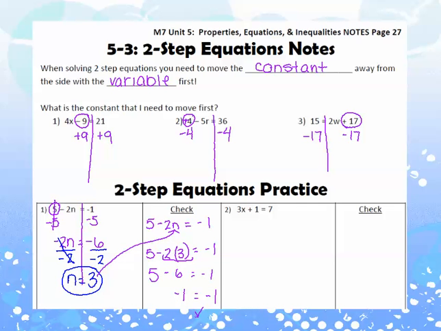Take a moment. You try number 2 on your own. If you need to, rewatch the example from number 1 to solve number 2. When you're ready, unpause the video and we'll walk through it together.